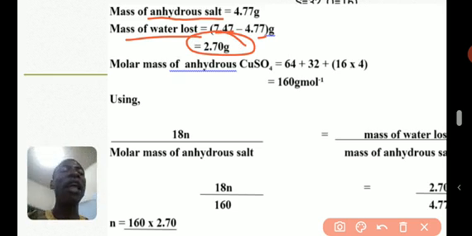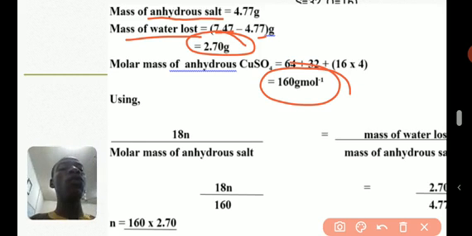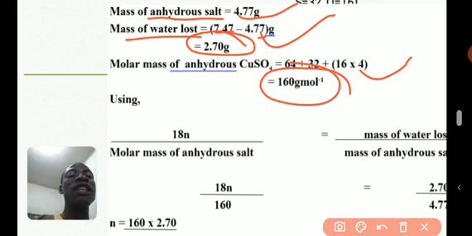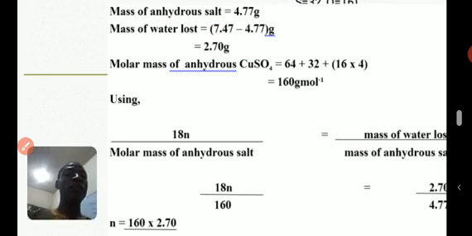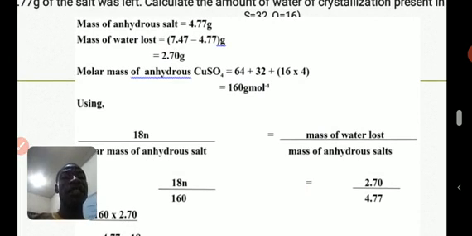Are we together? Now, what is the molar mass of the anhydrous salt, the salt without water? The molar mass is 160 grams. Pay attention, very important. So these are the three parameters you will need to find: mass of the anhydrous salt, that is without water; mass of water lost; then the molar mass of the anhydrous copper sulfate. It might not be copper sulfate, it can be any other salt, but you find the molar mass of that salt. Once you have all these three parameters handy, you already have it on ground.